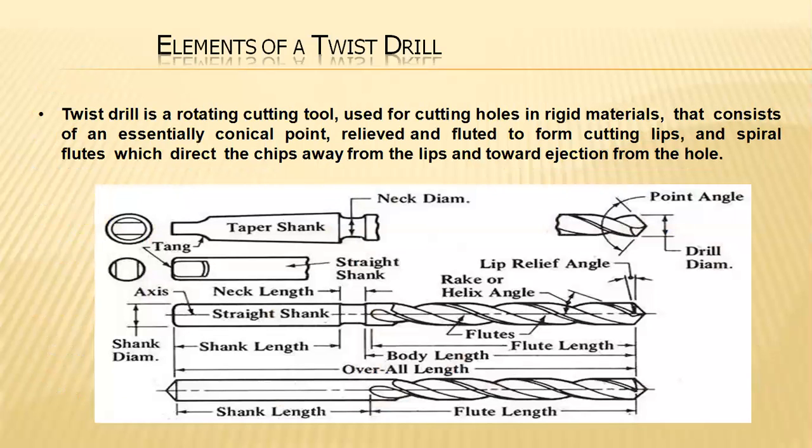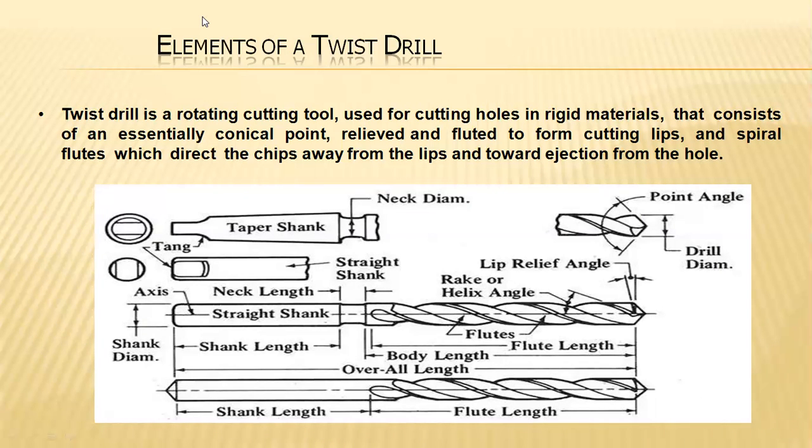Coming to the elements of the twist drill, it's a rotating cutting tool which is utilized for commencing holes in rigid materials, particularly those which don't have any dynamic motions. The conical point is relieved and fluted in order to commence the cutting, in the form of cutting lips, a chisel point, and even the spiral flutes that direct the chips away from the lips and eject them from the holes.